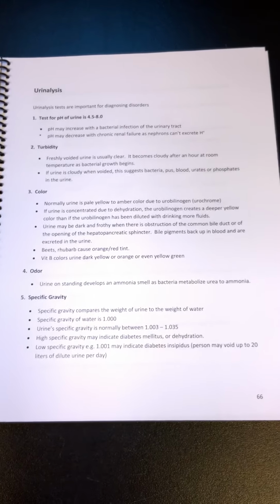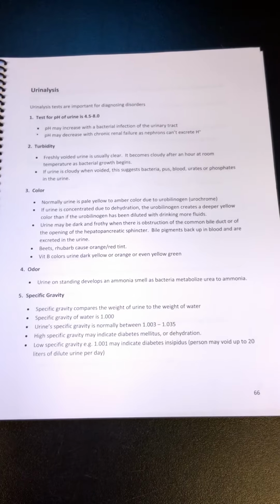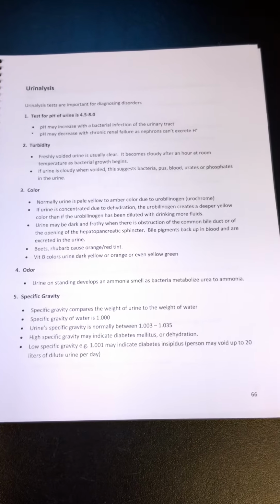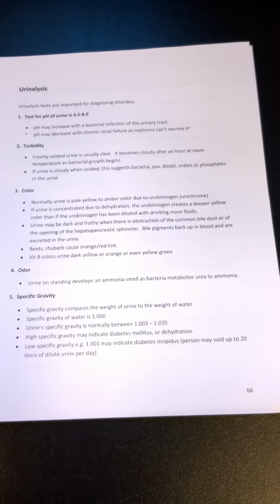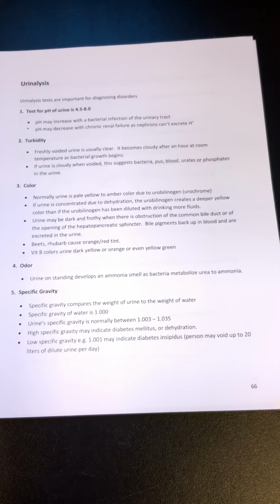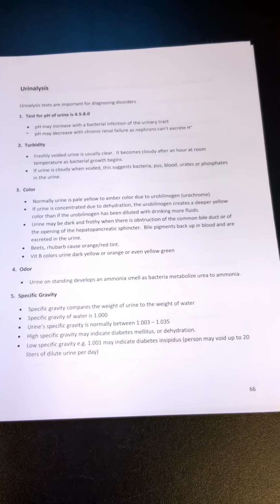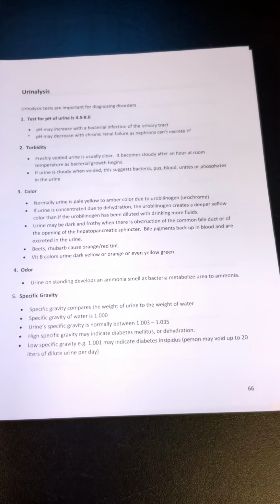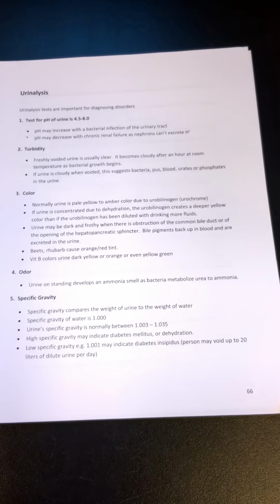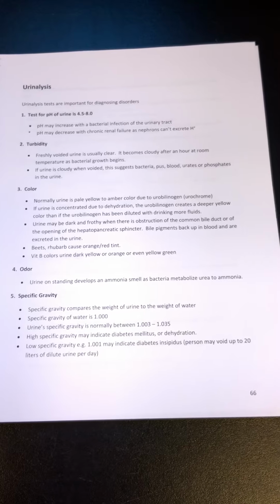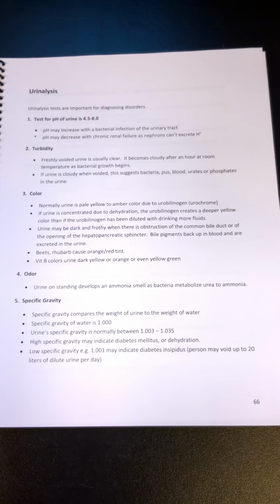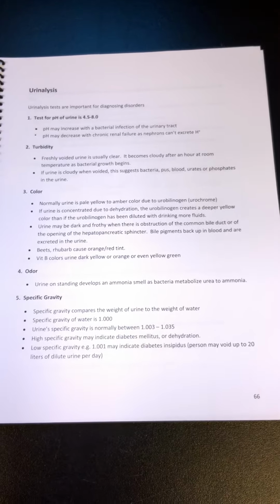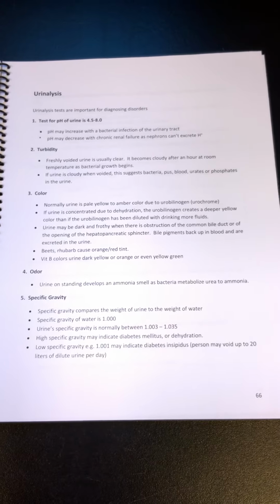When we talk about turbidity, it just refers to how clear the urine is. So when urine is initially voided, it should be clear. If it's not clear, if it's a bit hazy, then that would suggest that there's some sort of infection, or maybe there's some substance in the urine, like maybe blood or different urates or phosphates.